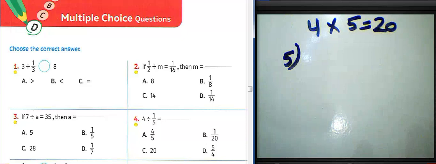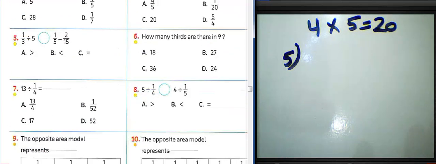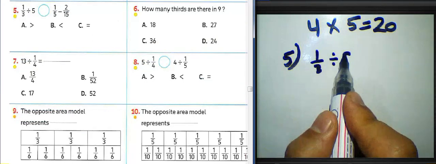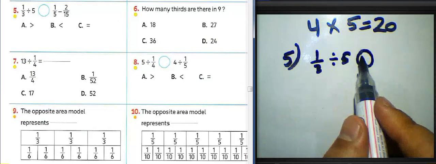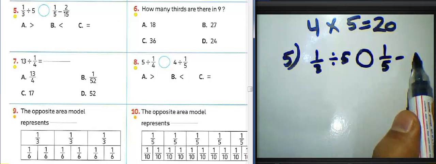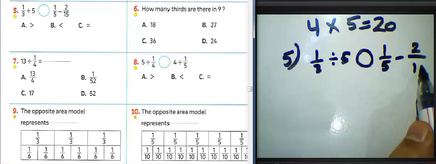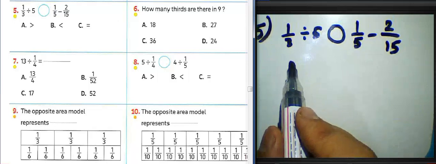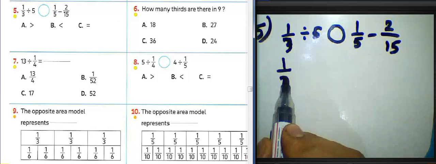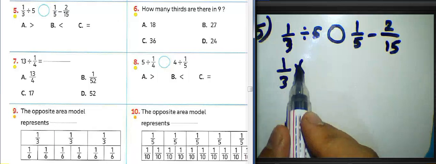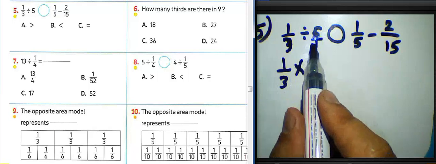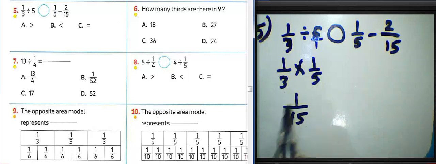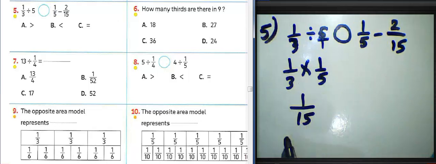Question number 5 here. 1/3 divided by 5, or 1 over 5, subtract 2 over 15. Who can tell me about this example first? We can write 1 over 3 and convert from division to multiplication. Write the inverse of 5, which is 1 over 5. The result will be 1 over 15. 1 times 1 equals 1 and 3 times 5 equals 15.